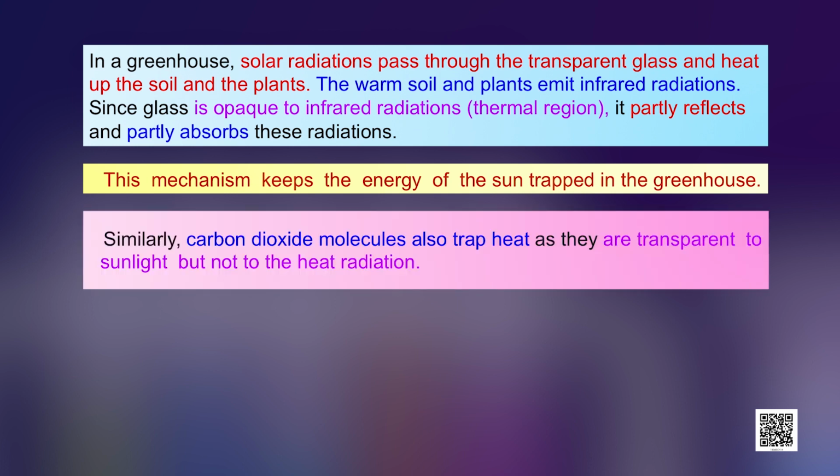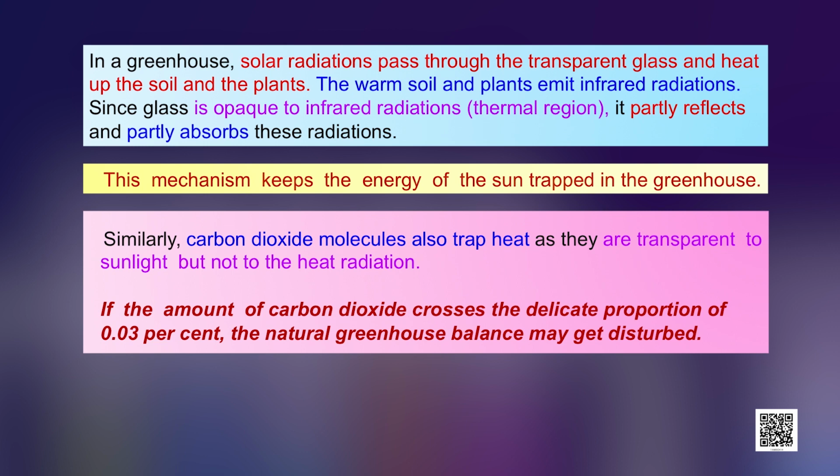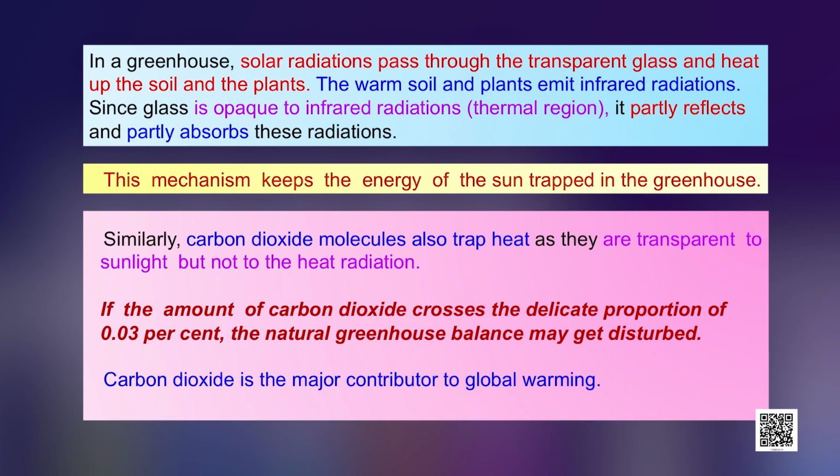Similarly, CO2 molecules also trap heat as they are transparent to sunlight, but not to the heat radiation. If the amount of carbon dioxide crosses this delicate proportion of 0.03%, the natural greenhouse balance may get disturbed. CO2 is the major contributor to global warming.